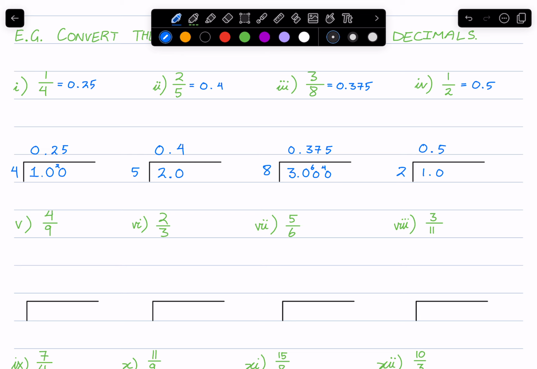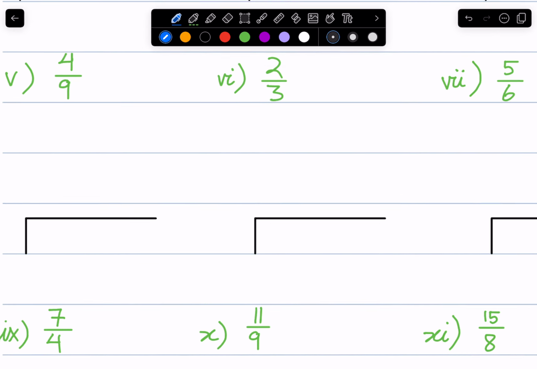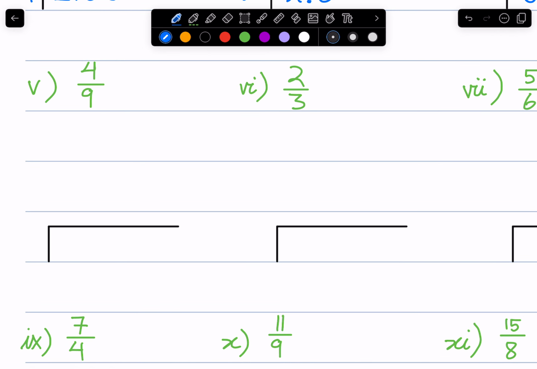Hello class, this is a video tutorial on the second set of examples of converting fractions into decimals. In this set of examples, you're going to see a particular type of fraction called recurring fractions. So let's take a look at this one. So here we go. The method is still the same.